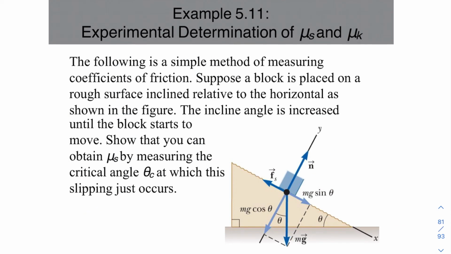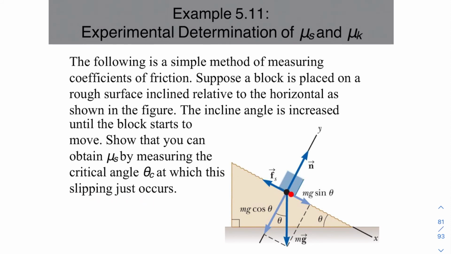Okay, example 5.11, experimental determination of mu s and mu k. The following is a simple method of measuring coefficient of friction. Suppose a block is placed on a rough surface inclined relative to the horizontal as shown in the figure. The inclined angle is increased until the block starts to move. Show that you can obtain mu s by measuring the critical angle at which the slipping just occurs.